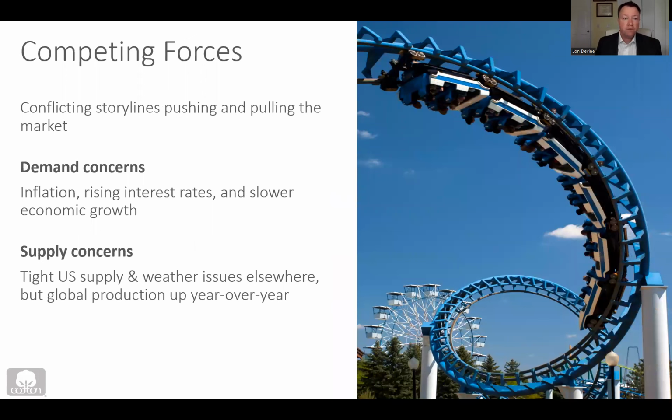But we've got competing forces out there. So hopefully not too much of a downer in terms of covering what's going on with demand dynamics in the cotton market. Let's talk a little bit about supply. Of course, supplies are very tight here in the US. And we do have weather issues here. Something that's been a little bit lacking, I think, from this discussion in terms of the headlines that are out there: the global production is still expected to be up year over year.